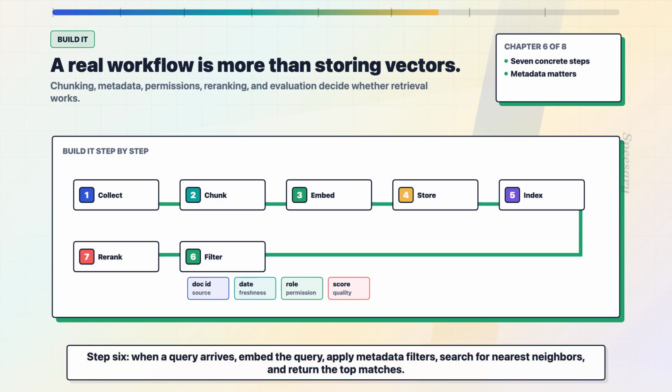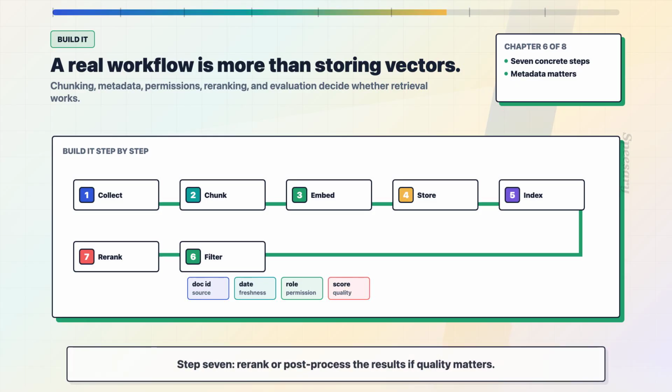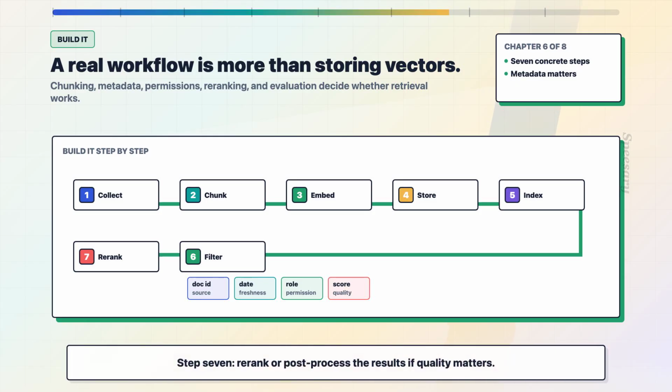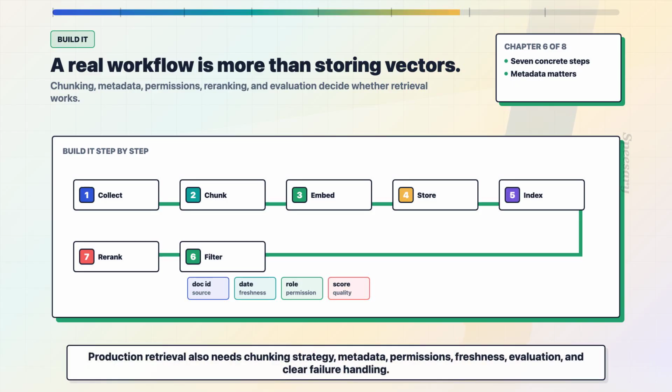Step 6. When a query arrives, embed the query, apply metadata filters, search for nearest neighbors, and return the top matches. Step 7. Re-rank or post-process the results if quality matters. The important detail is that the vector alone is not enough. Production retrieval also needs chunking strategy, metadata, permissions, freshness, evaluation, and clear failure handling.